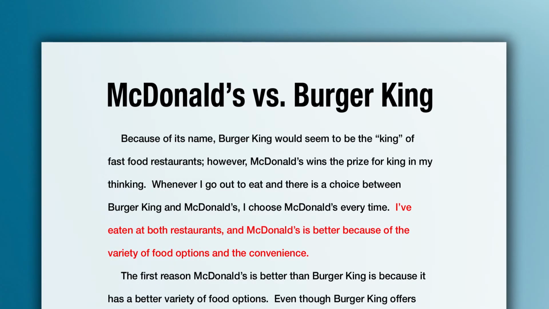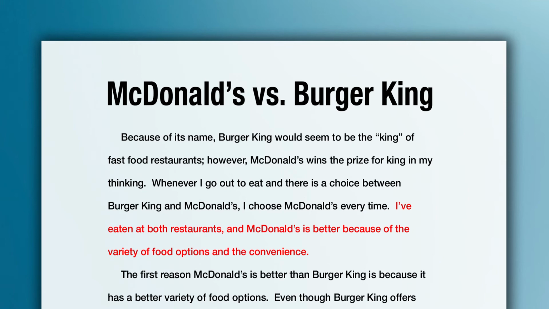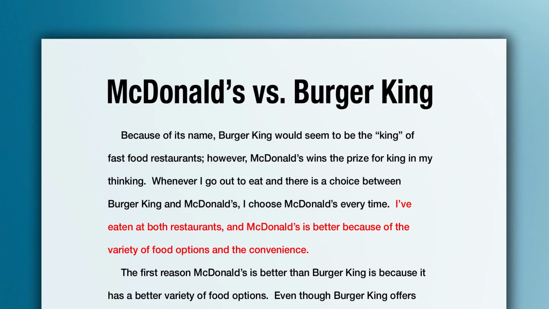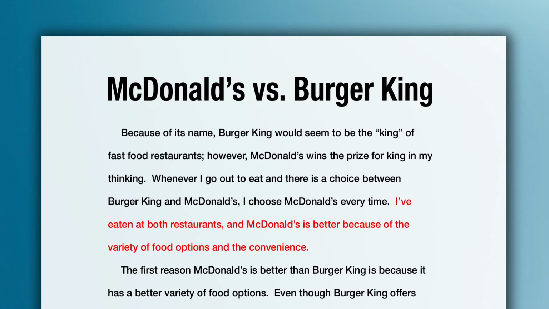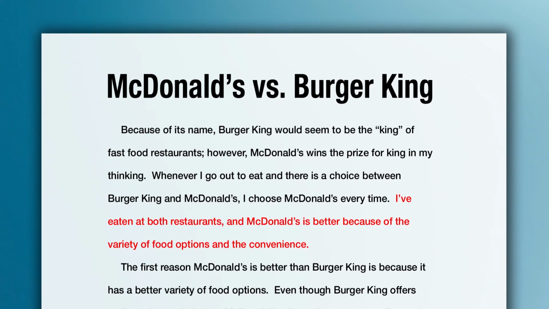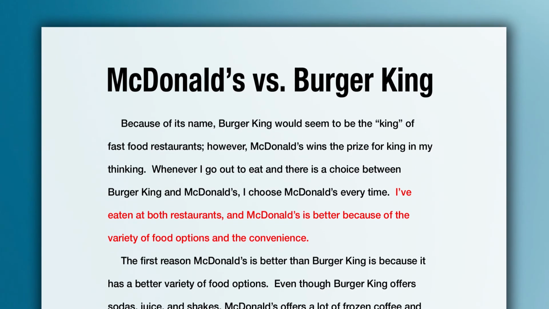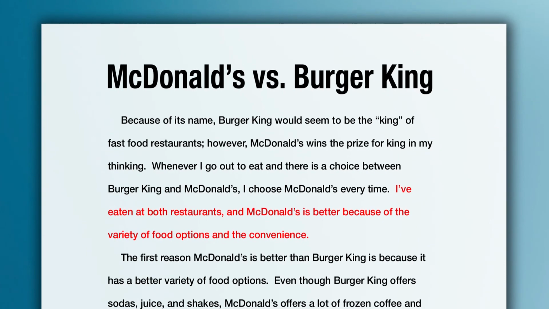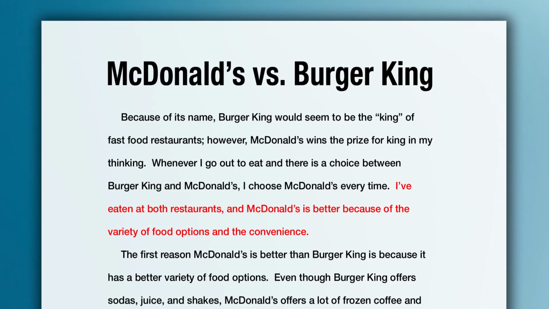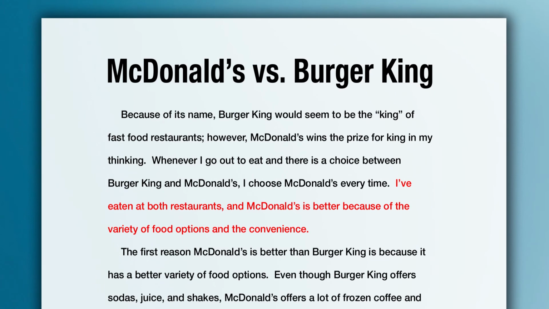Because of its name, Burger King would seem to be the king of fast food restaurants. However, McDonald's wins the prize for king in my thinking. Whenever I go out to eat and there is a choice between Burger King and McDonald's, I choose McDonald's every time. I've eaten at both restaurants, and McDonald's is better because of the variety of food options and the convenience.